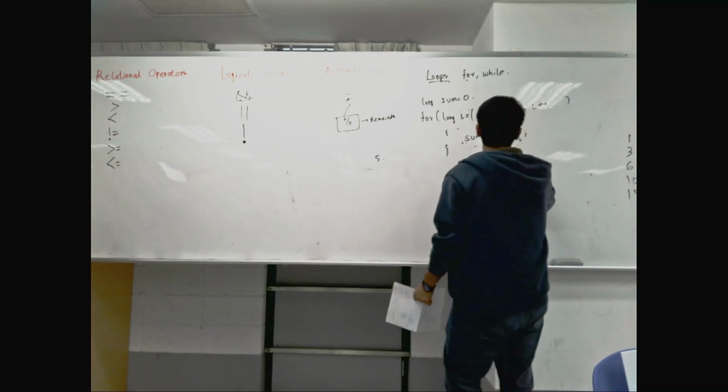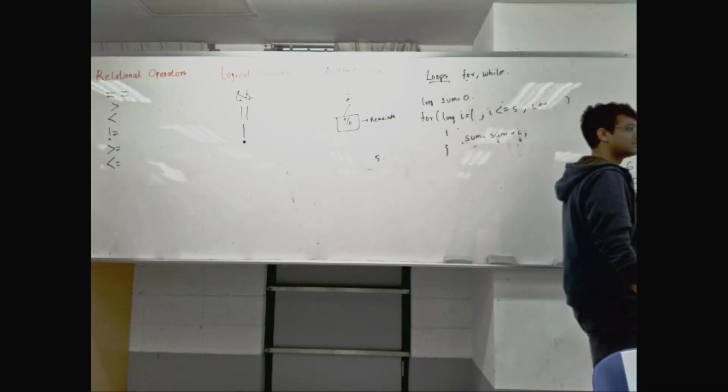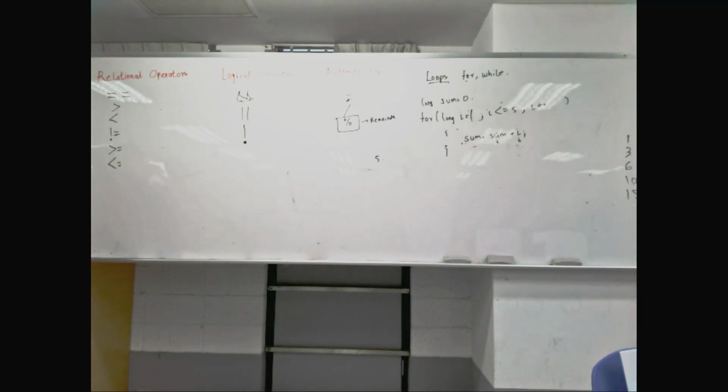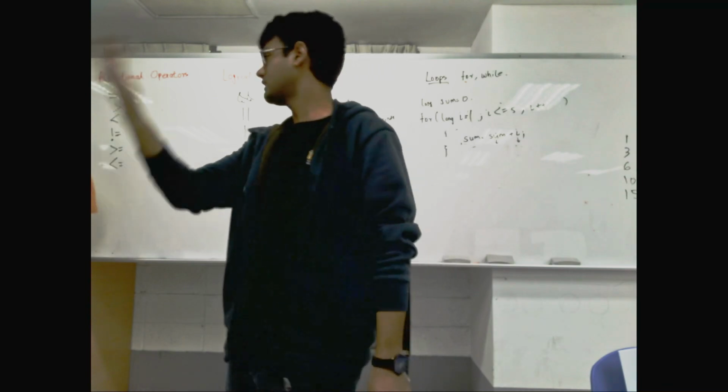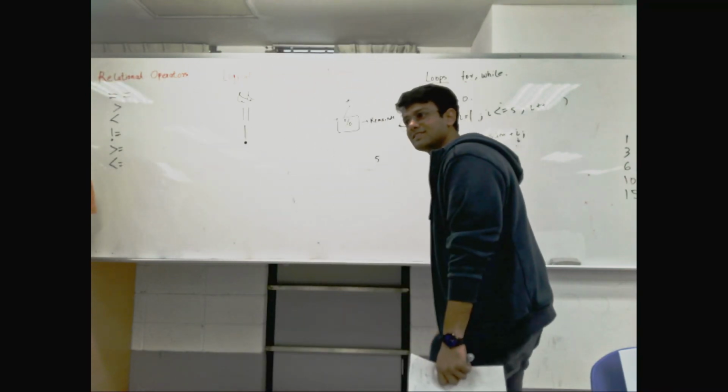So what is the sum? Now calculate 1 plus 2 plus 3 plus 4 plus 5. What is it? 15? Yeah, it's 15. You sure? Sure.